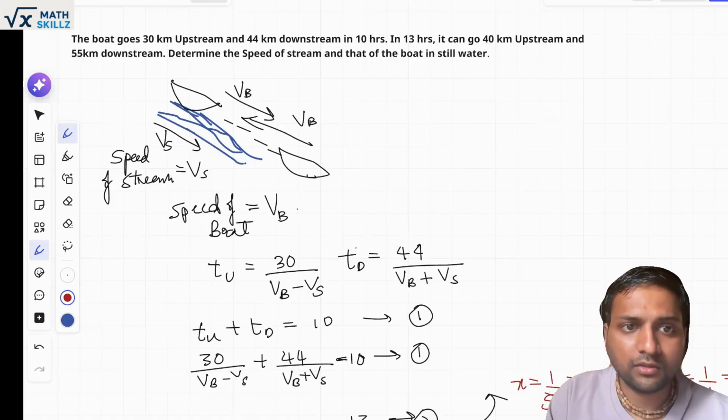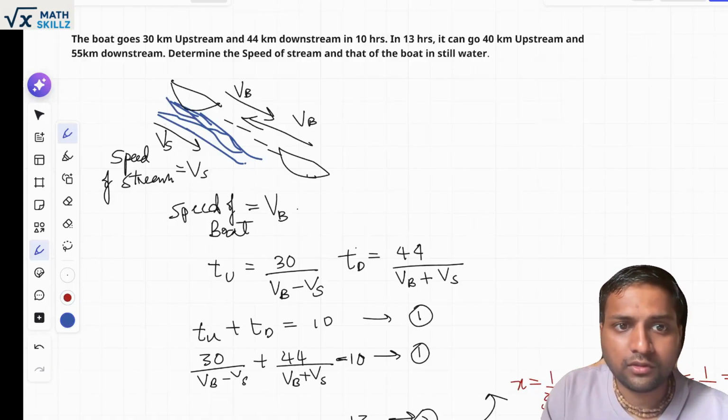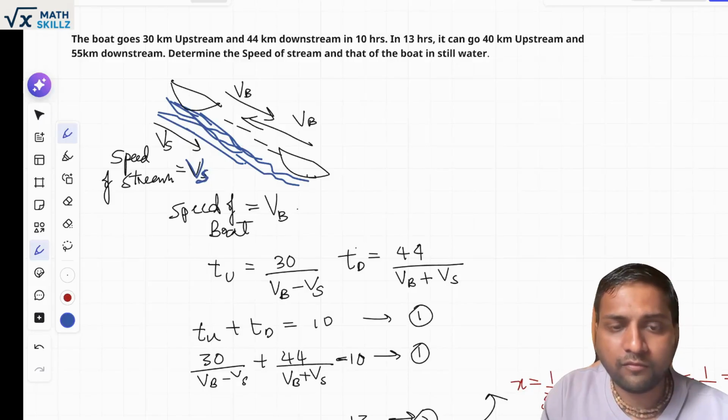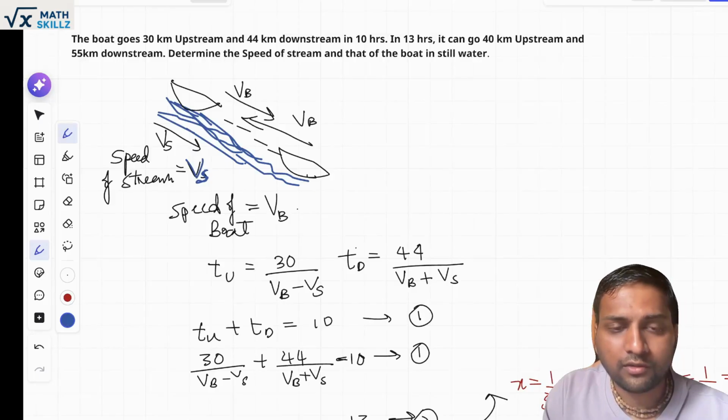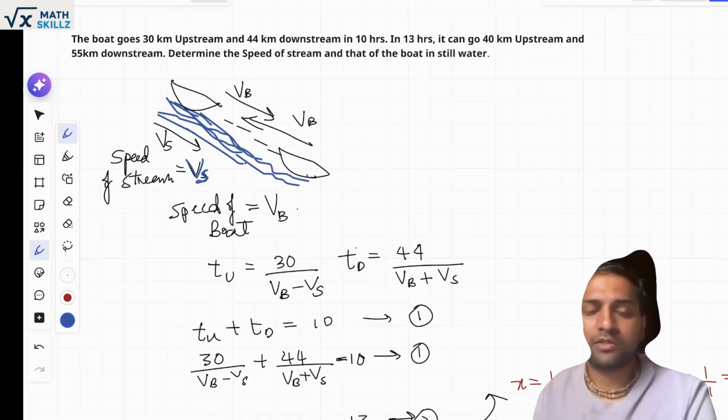Now you can see here the stream. So this is a stream where the boat is going from downstream to upstream and upstream to downstream. Now let us define the speed of the stream as Vs, and the speed of the boat as Vb. The speed of the stream is always downwards because the water flows from higher region to lower region, and the boat is moving either from down to up or up to down. So based on that, the equations will change.